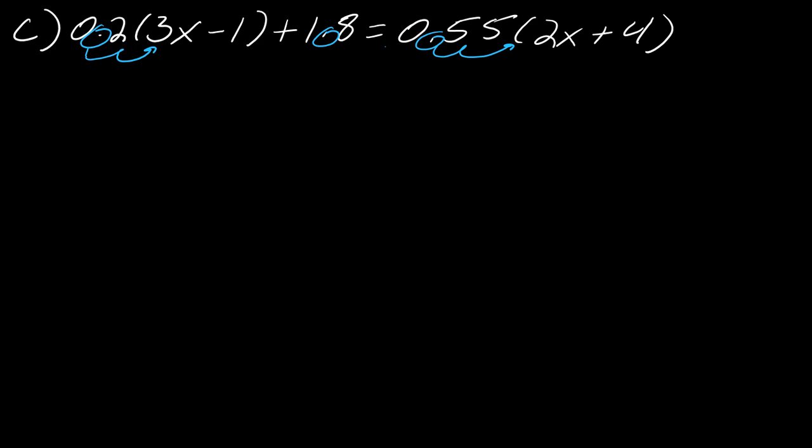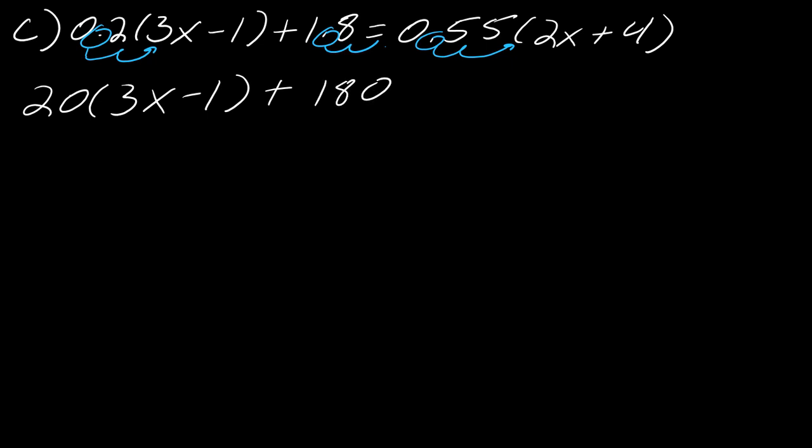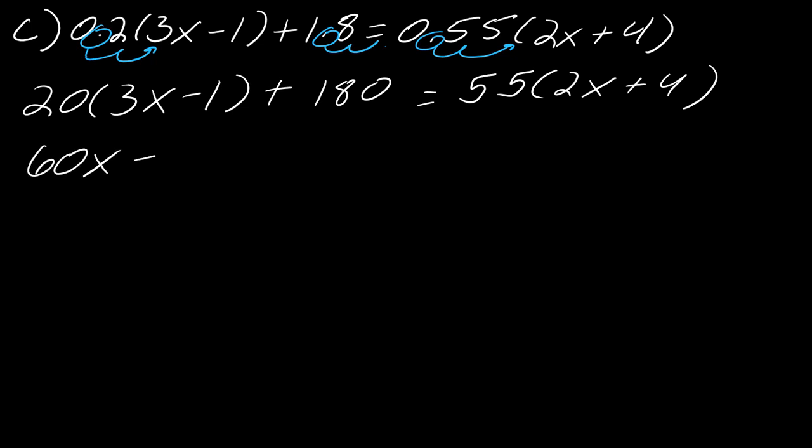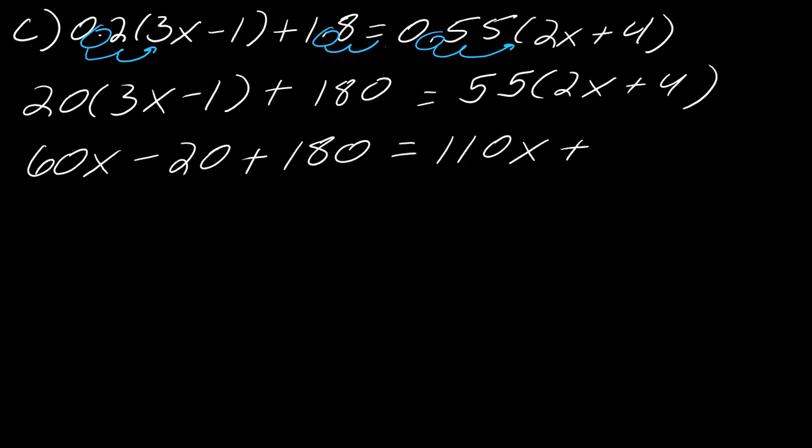So what is this going to become? This is going to become 20 times 3x minus 1 plus, oops, and I missed that here, plus, so this is going to turn into 180 equals 55 times 2x plus 4. Okay, so let's get to distributing. So this is going to become 60x minus 20 plus 180 equals 110x plus 220.